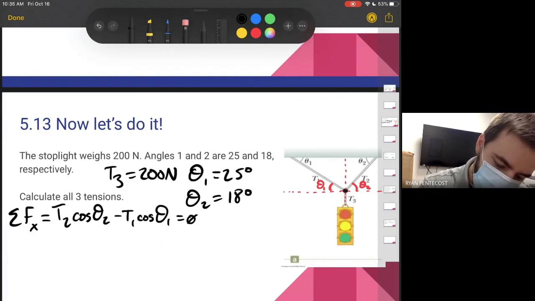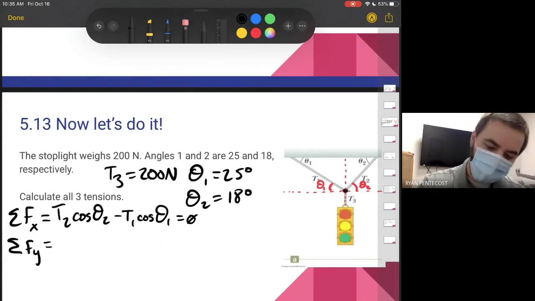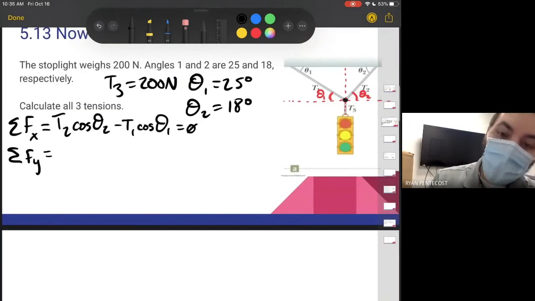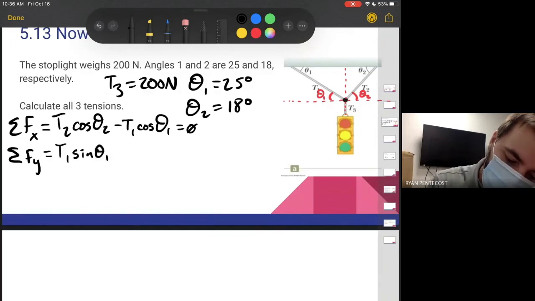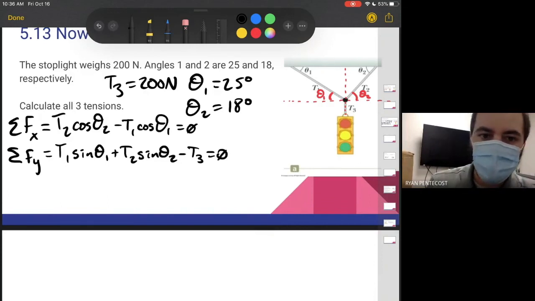Now we have the summation of forces in the y. Up will be positive, so that means the T1 and T2 components will be positive. You have T1 sine of theta 1 plus T2 sine of theta 2 minus T3. That will all equal 0 as well.